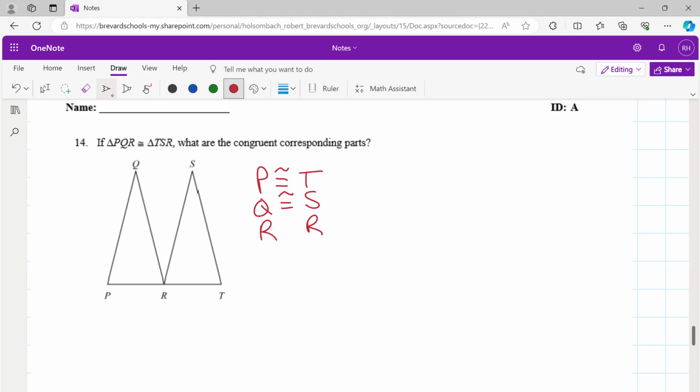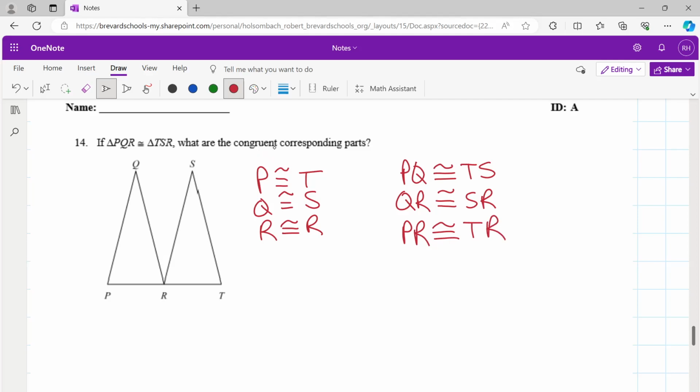There's your angles. Now you need to describe your congruent sides. So I'm going to use first two letters in the description. PQ is congruent to TS. Then I'm going to use the second and third letter in each description. QR is congruent to SR. And then I'm going to use the first and third letter in each description. So PR is congruent to TR.